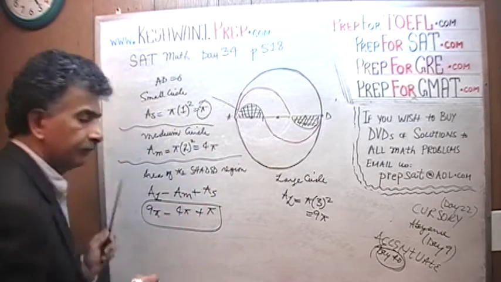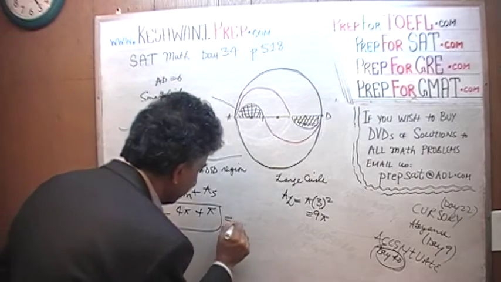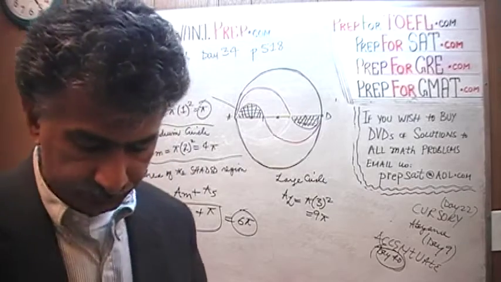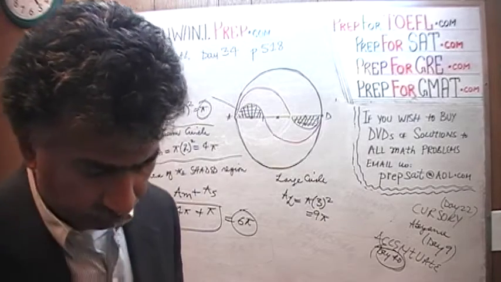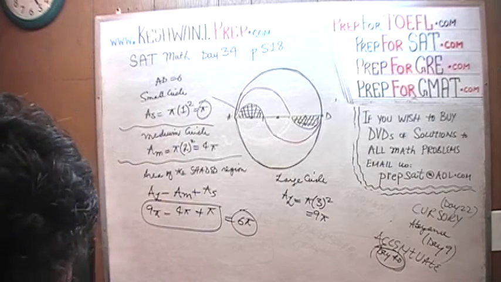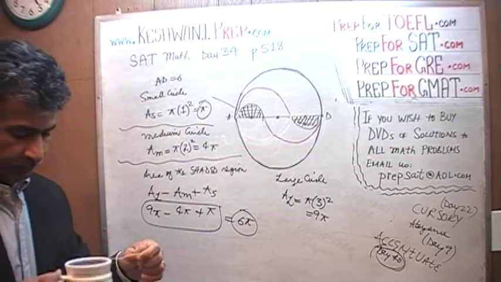That's it, that's our answer. 9 minus 4 is 5, 5 plus 1 is 6. So it's 6 pi. That's it, that's the answer to number 17. And that's all there is. I'll give you a chance to absorb it for a second while I absorb my tea, as I always tell you. And then we'll go on to the next one.